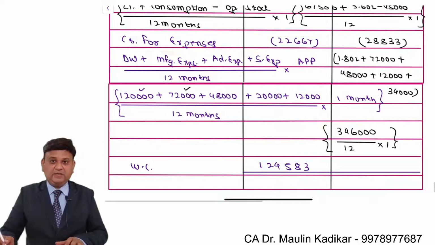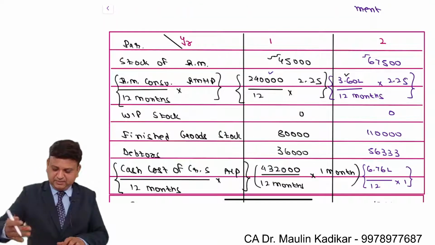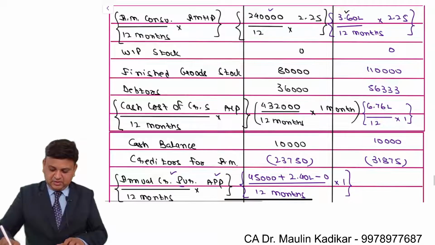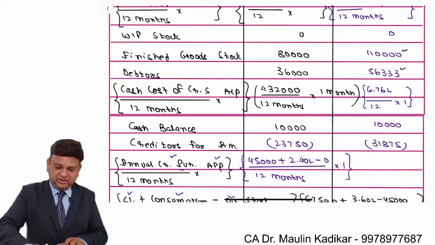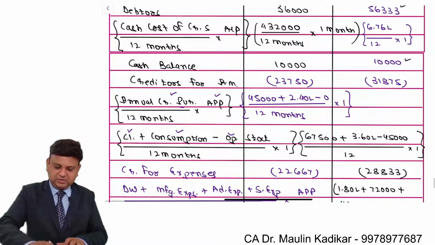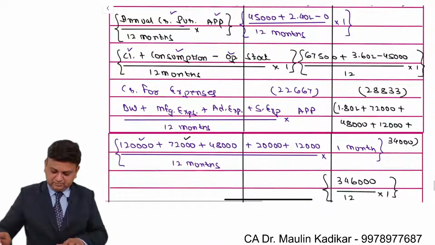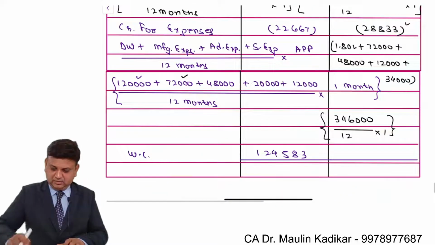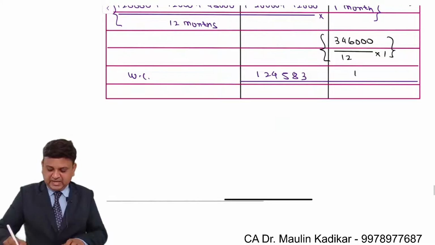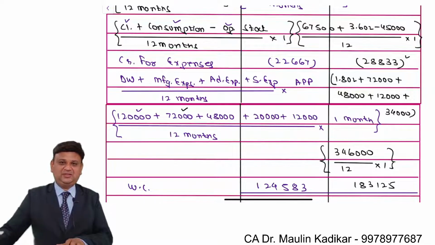Okay. Now based on this, we can make the computation of the working capital. So kindly use a calculator. 67,500 plus 0, that's okay, no problem, plus 1,10,000 plus 56,333 plus 10,000 minus 31,875 minus 28,833. So working capital is 1,83,125. This is the way the working capital is calculated.